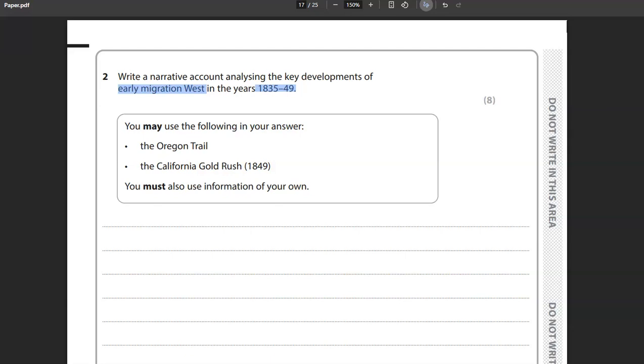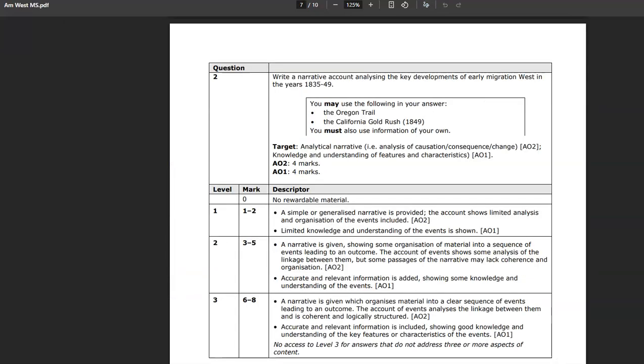This question is worth 8 marks. It does suggest a couple of things for us in the question. So it suggests the Oregon Trail, it suggests that you might want to talk about the California Gold Rush. But let's have a look at the mark scheme before we try and answer it.